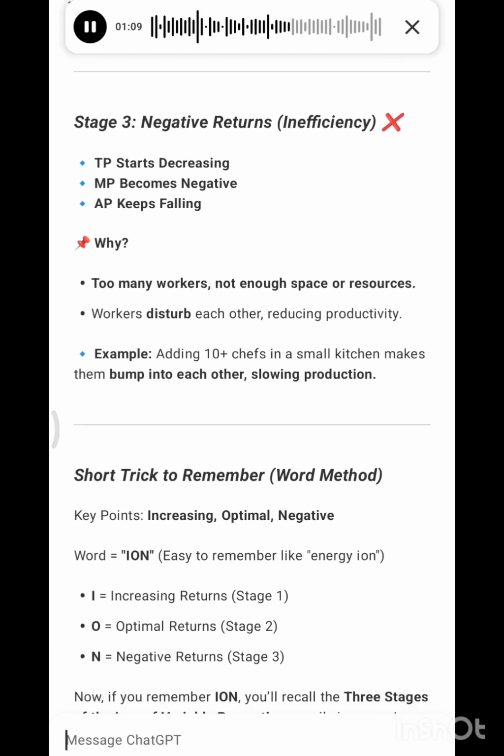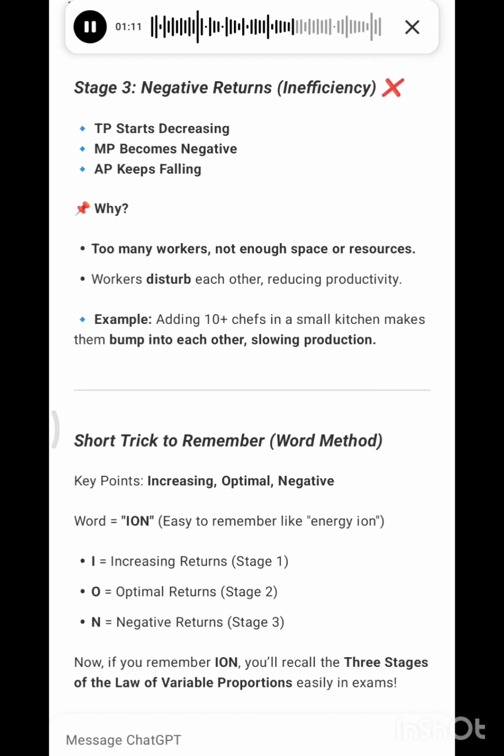Stage 3, negative returns, inefficiency. TP starts decreasing, MP becomes negative, AP keeps falling. Why? Too many workers, not enough space or resources. Workers disturb each other, reducing productivity. Example: adding 10 plus chefs in a small kitchen makes them bump into each other, slowing production.